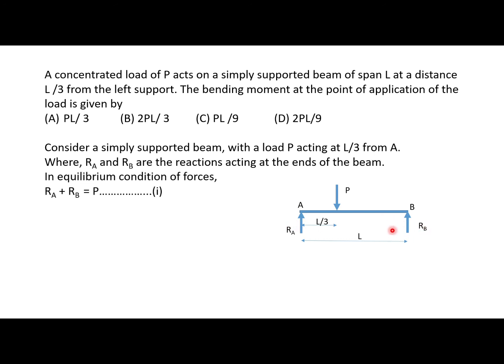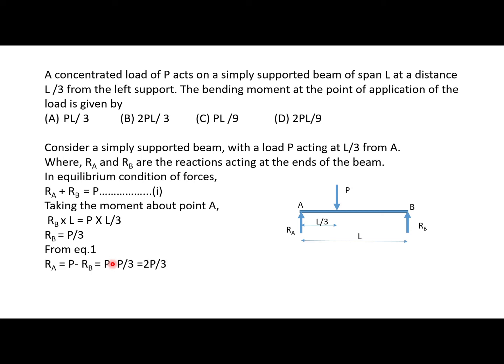So let us write the equation by applying the conditions of equilibrium. We get RA plus RB is equal to P. Now taking moment about point A, our purpose is to eliminate RA so that we can find the value of RB in terms of P. So replacing that value, we get RB into L, which is anti-clockwise, and P is creating the clockwise bending moment. Taking it to the other side, we get the value of RB as P by 3.